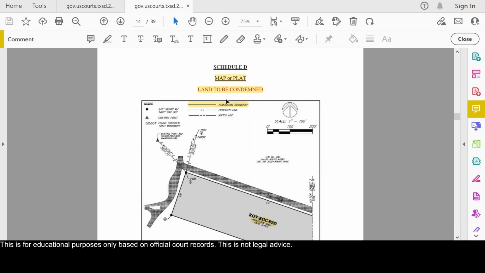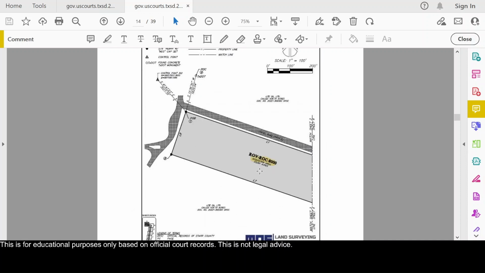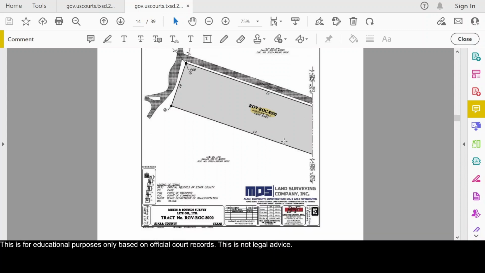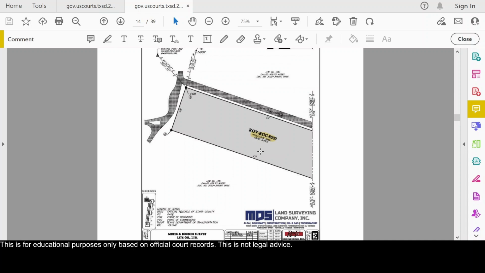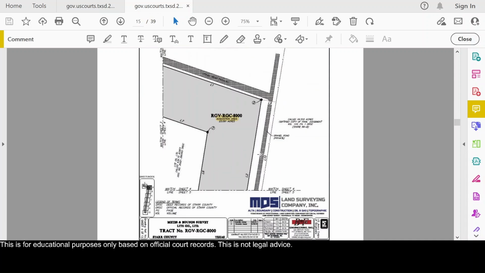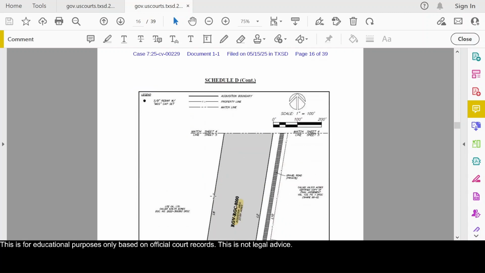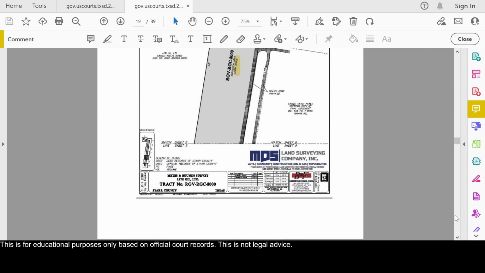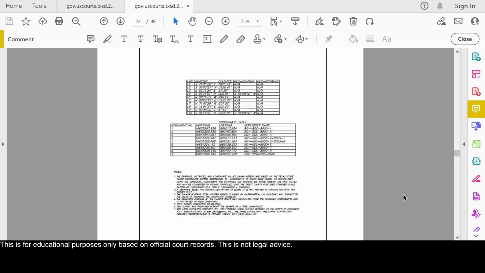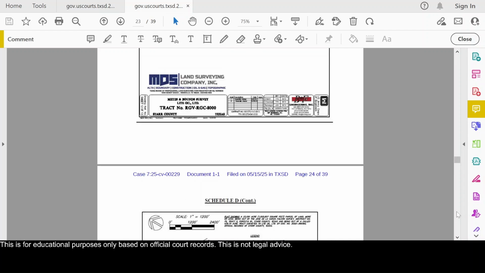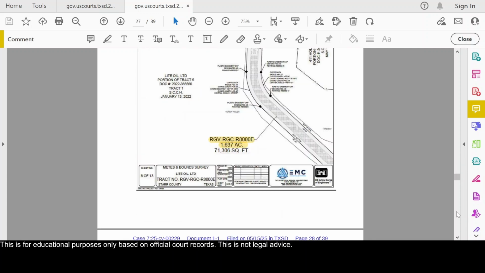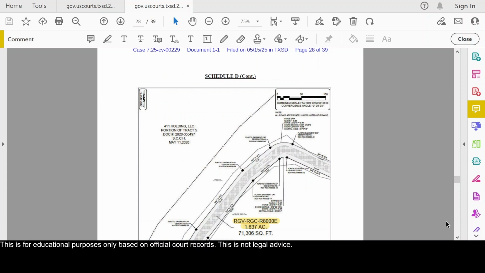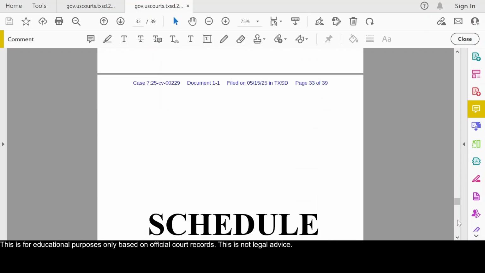Here's the map or the plat, the land to be condemned. It looks like this is the acquisition area, based on what the surveyor had put in. So it did look like they did a survey. Let's take a look. Here's another survey that was done. More survey of the land. I think there is quite a bit of survey material in here. And let's take a look at Schedule E. This is under tract of land. Let's take a look at the next schedule to see what they're really offering.